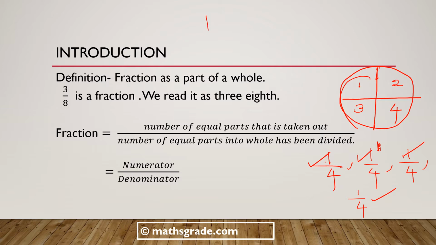Suppose, let's take an example of slices. This is a slice of bread, and suppose there are two friends and there are 5 slices of bread. Then each friend will get how much?